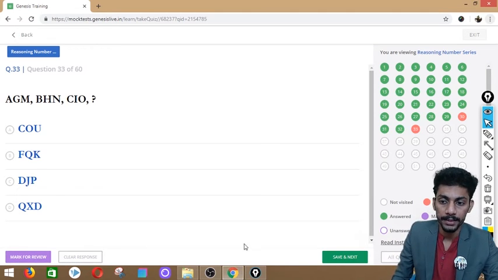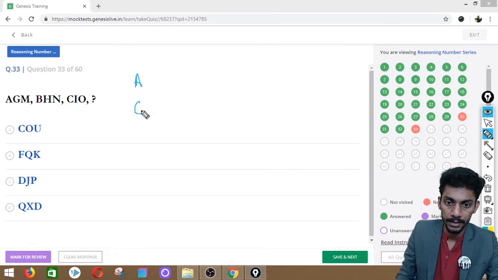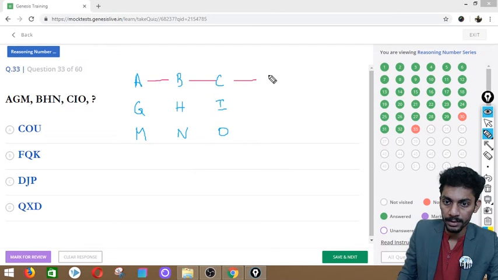Next one, question number 33. Question number 33 is the simplest question. Why I am telling you it's the simplest is, you have A, G, M, B, H, N, C, I and O. You need to find out what's the answer. A, after that B, after that C, next comes D. You can directly take the answer here because only option C has D in it.